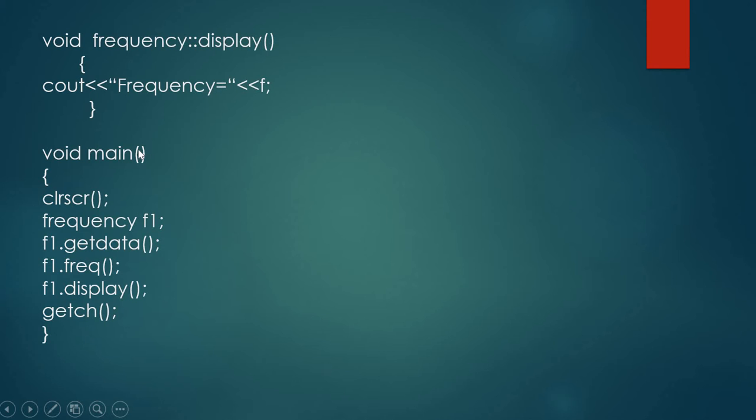Then the main function. In the main function we are creating the object of the class frequency, because here the class name is frequency. F1 is the object of the class frequency. Using that object we can call all the functions. That is, first we need to input, then process, then print. That is F1 dot getdata, F1 dot freq, F1 dot display. Using the object of the class frequency we can call all these three functions.